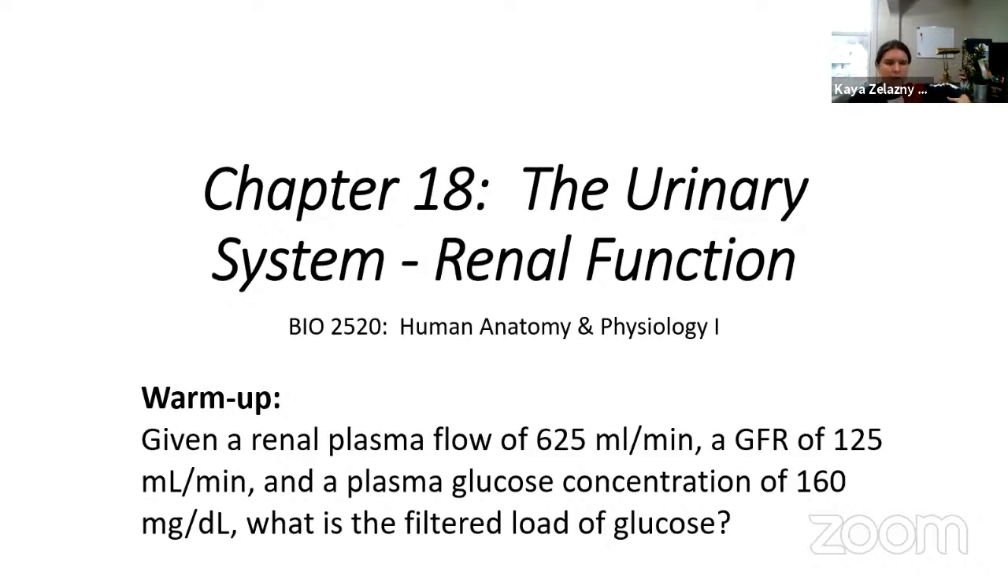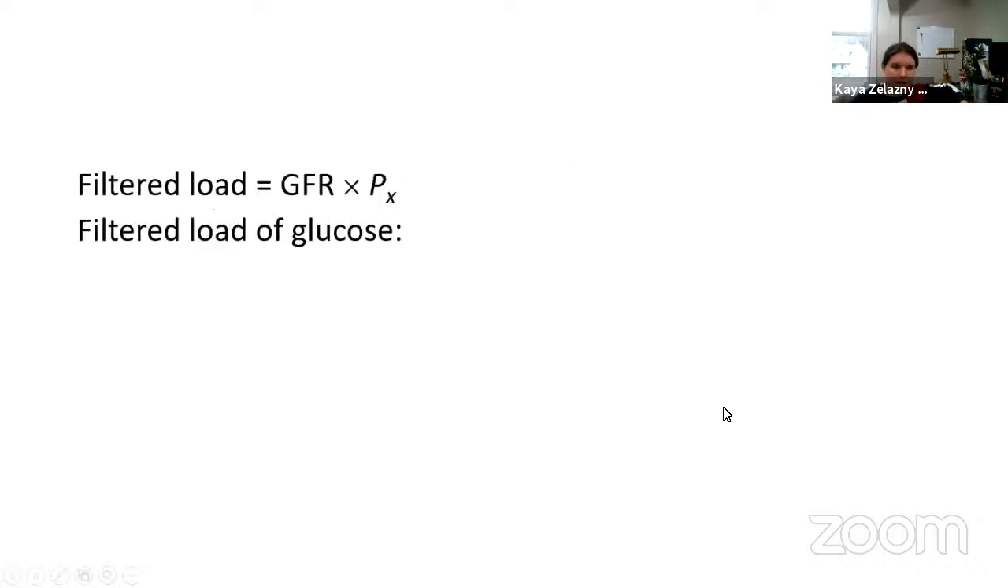We also have our plasma glucose concentration given as 160 milligrams per deciliter. Okay, so this is higher than the example we walked through in class last time. So we want to know what the filtered load of this new higher glucose level would be. So the way we do that, looking at this.